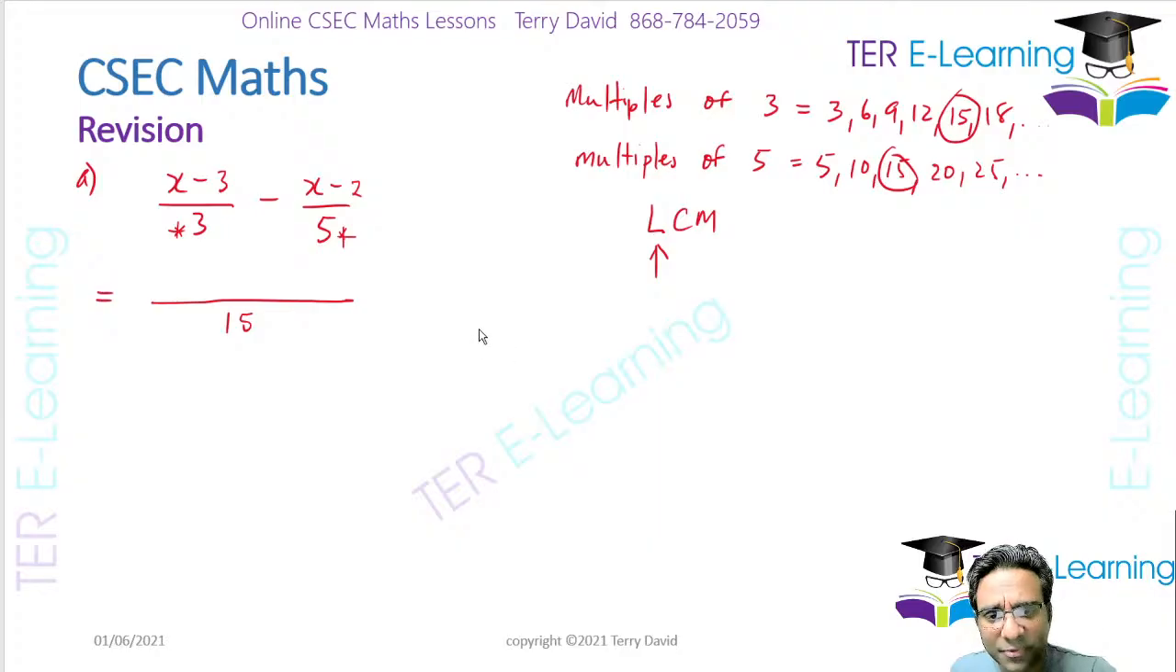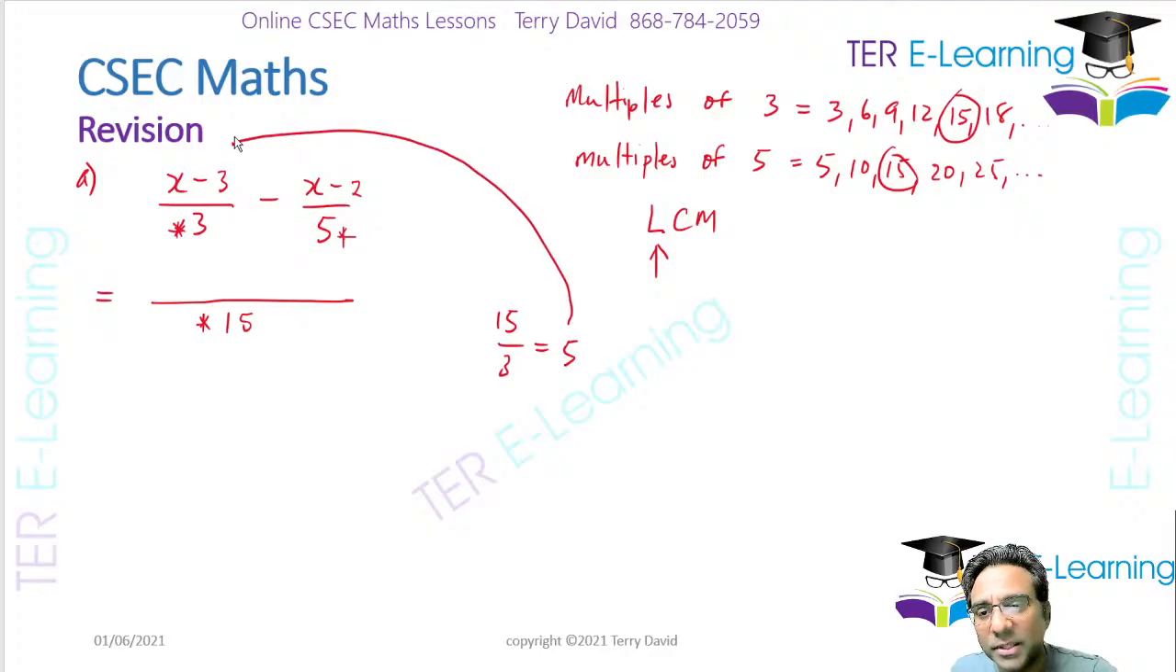Just like we did before, you're going to take the 15 and divide it by this 3 here. So 15 divided by 3 gives me 5. I take that answer and multiply it by my numerator. That is going to be 5, and you have to be careful: that numerator has x minus 3, so you need to put all of that in a bracket. Next, you write down your sign. This is a minus sign here.